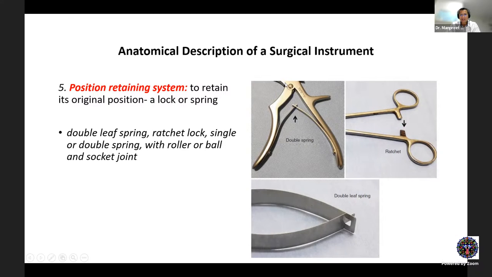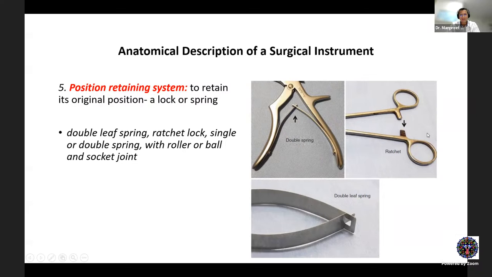And others, this is a handle of the punch or a bone rounder. It also has a double spring action. And this is a ratchet. This is a lock, which we generally call a ratchet lock. Sponge holding forceps has it, which we often use.